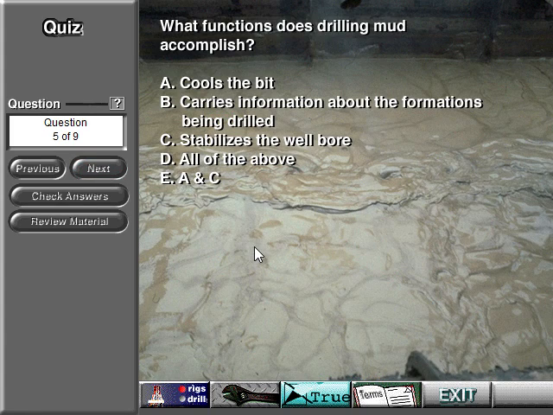What functions does drilling mud accomplish? A. Cools the bit. B. Carries information about the formations being drilled. C. Stabilizes the wellbore. D. All of the above. E. A and C. That's right. Drilling mud cools the bit, carries information about the formations being drilled, and stabilizes the wellbore. It also cleans the hole, controls formation pressure, and suspends cuttings when pumping stops.